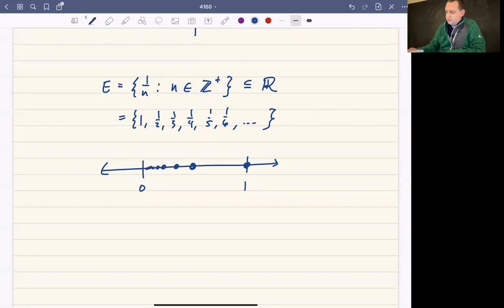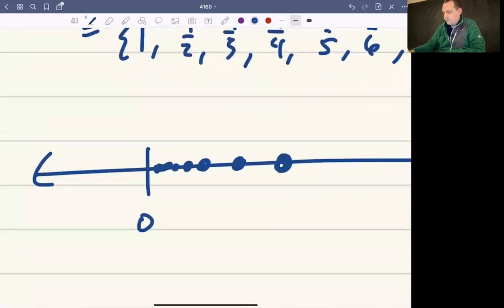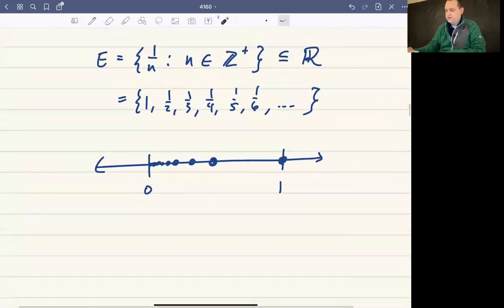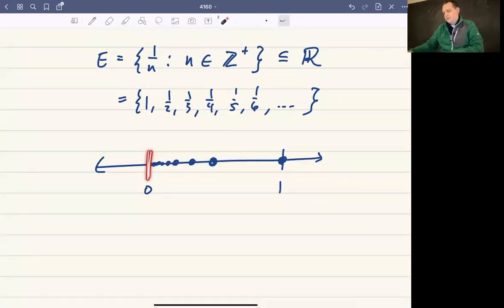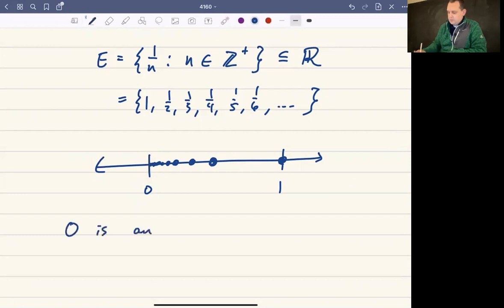And there would be infinitely many points. If you zoom in, I'm clearly not going to be able to draw it, but you're going to get arbitrarily close to this point 0, but you're never going to get there, and you're certainly never going to exceed this point, because the quantity 1 over n is always positive. So that means it always stays to the right of this line. But despite 0 not being in the set, 0 is an accumulation point of E.